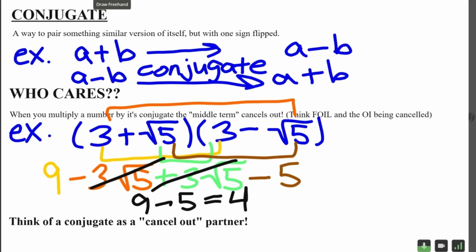So we want to think of a conjugate as a cancel-out partner, and it cancels out the square root. The square root's gone. We're left with a whole number. And this is going to be very key when it comes to rationalizing the denominator in this next set of questions.